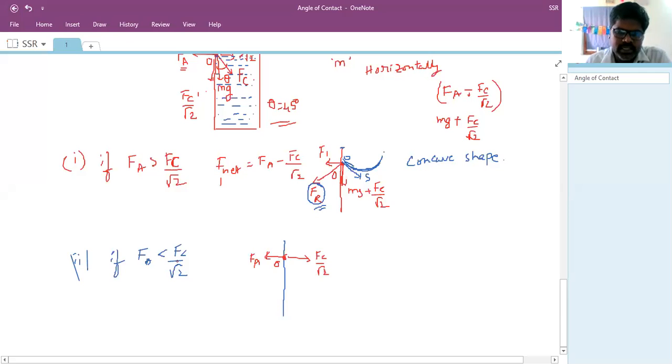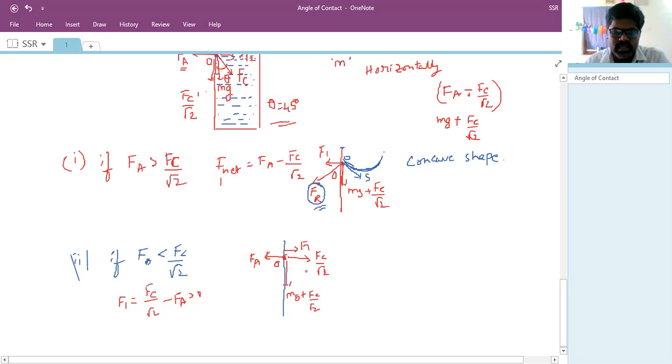Okay, now the resultant is FA minus FC by root 2. That means FC by root 2 minus FA is greater than 0. Let us say F1 is FC by root 2 minus FA. Then the resultant F1 is directed into the liquid. And the downward force is always there: mg plus FC by root 2.